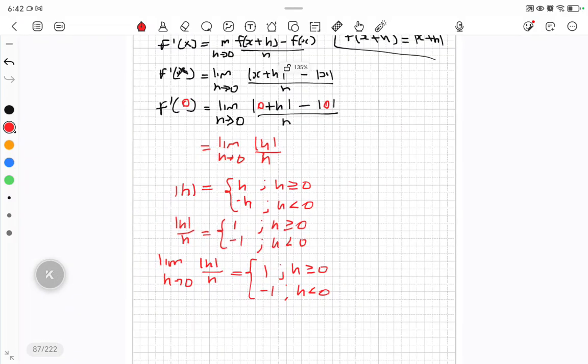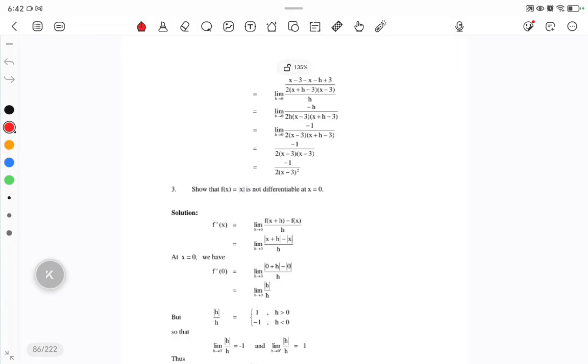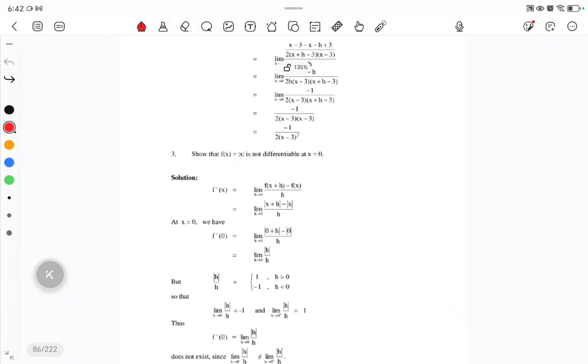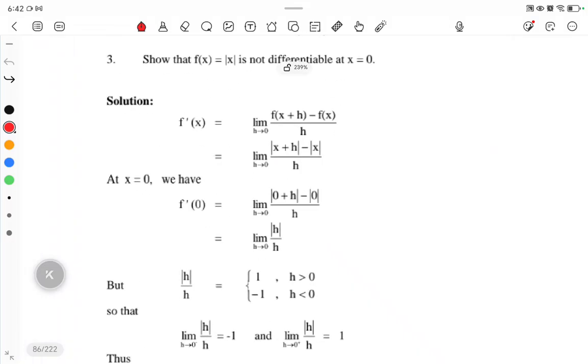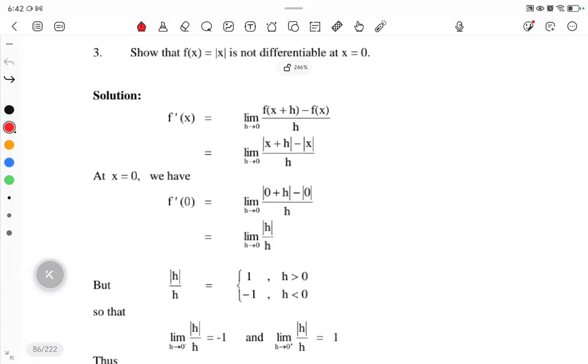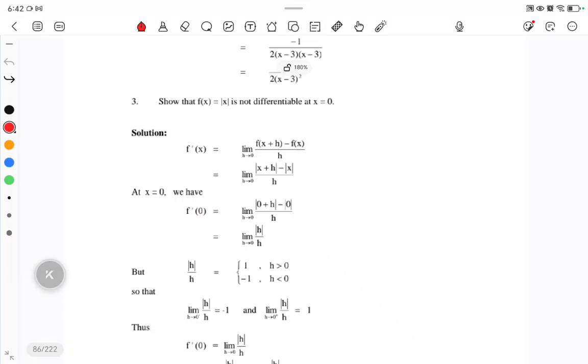From there, you see, I was just transforming it one by one. So I think what they did here, let's see what I did and see if we differ from them. So you see what they did? They knew the absolute value of h is this.